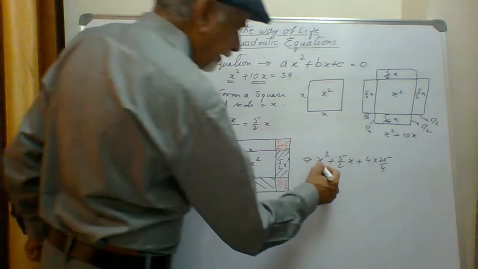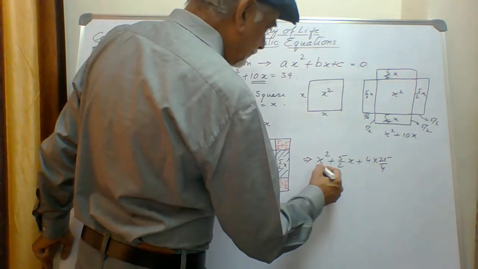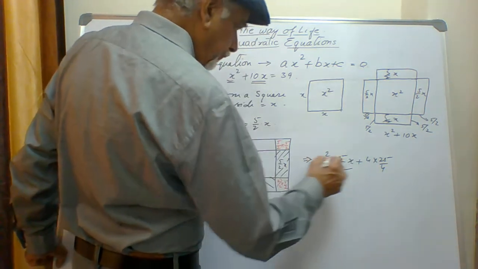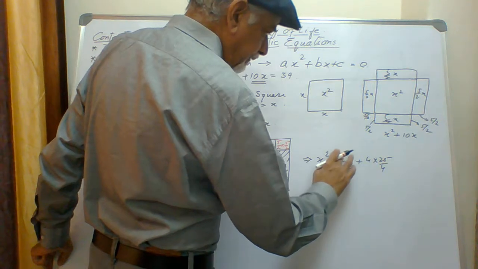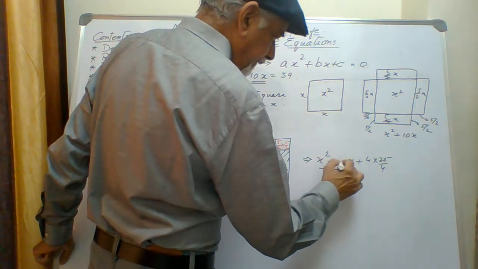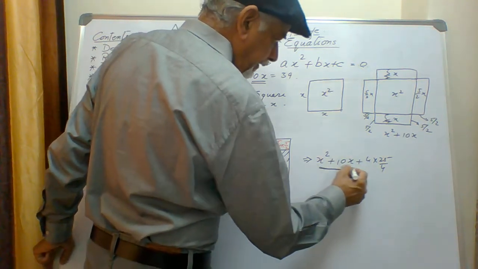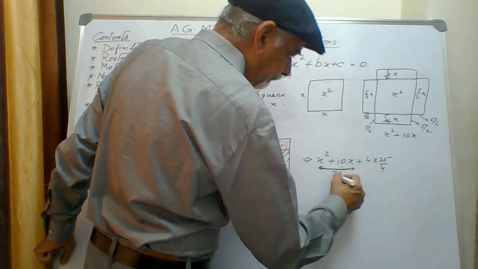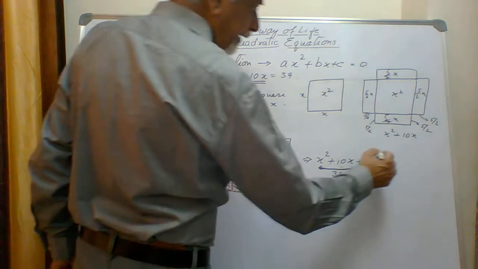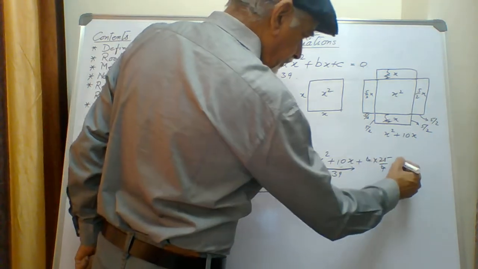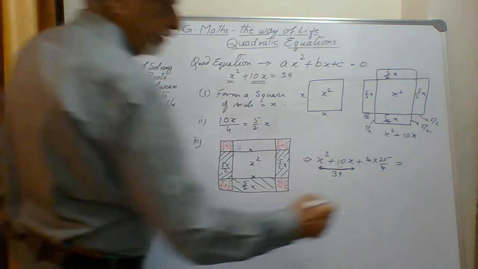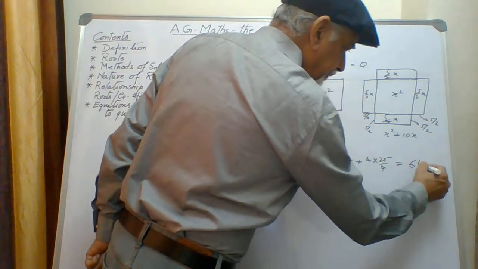So this much I knew as per the problem. This was 5 by 2x into 4, so it is 10x. Practically it was 10x. So from here to here, this much is as per the question equal to 39. Now 39 plus this 25 is becoming equal to how much? 64. So this figure is becoming 64.